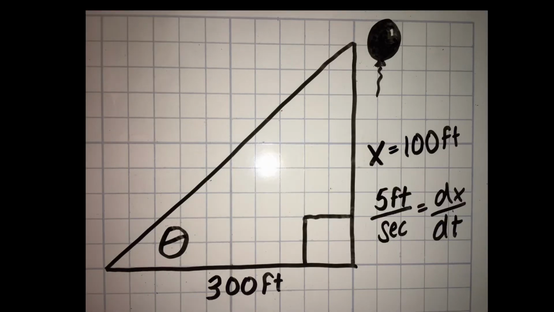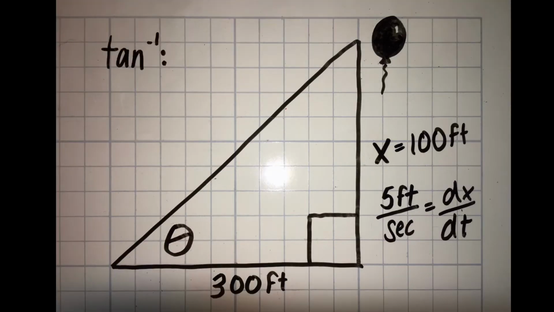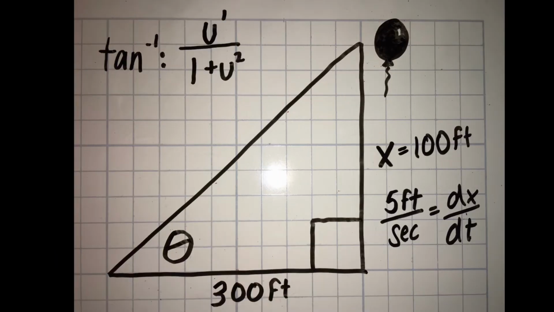dx/dt represents the constant rate at which the balloon rises, 5 feet per second. Our measurements on the right triangle are on the opposite and adjacent legs in reference to theta. Because we know that the tangent triangle, TOA, deals with the opposite and adjacent sides, we will be using the equation of inverse tangent to solve for the angle of elevation.